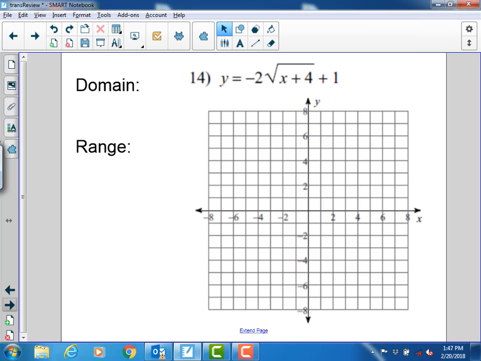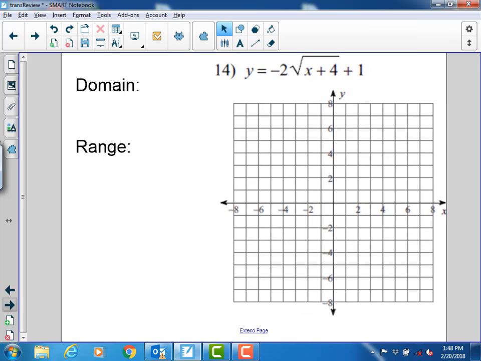All right, so with this one, our starting point would be at -4, +1. And we have a stretch factor of -2. So when we go over 1, we're going to have to go down 2. Then when we go over 4, we're going to have to go down 4. Then when we go over 9, we're going to have to go down 6.